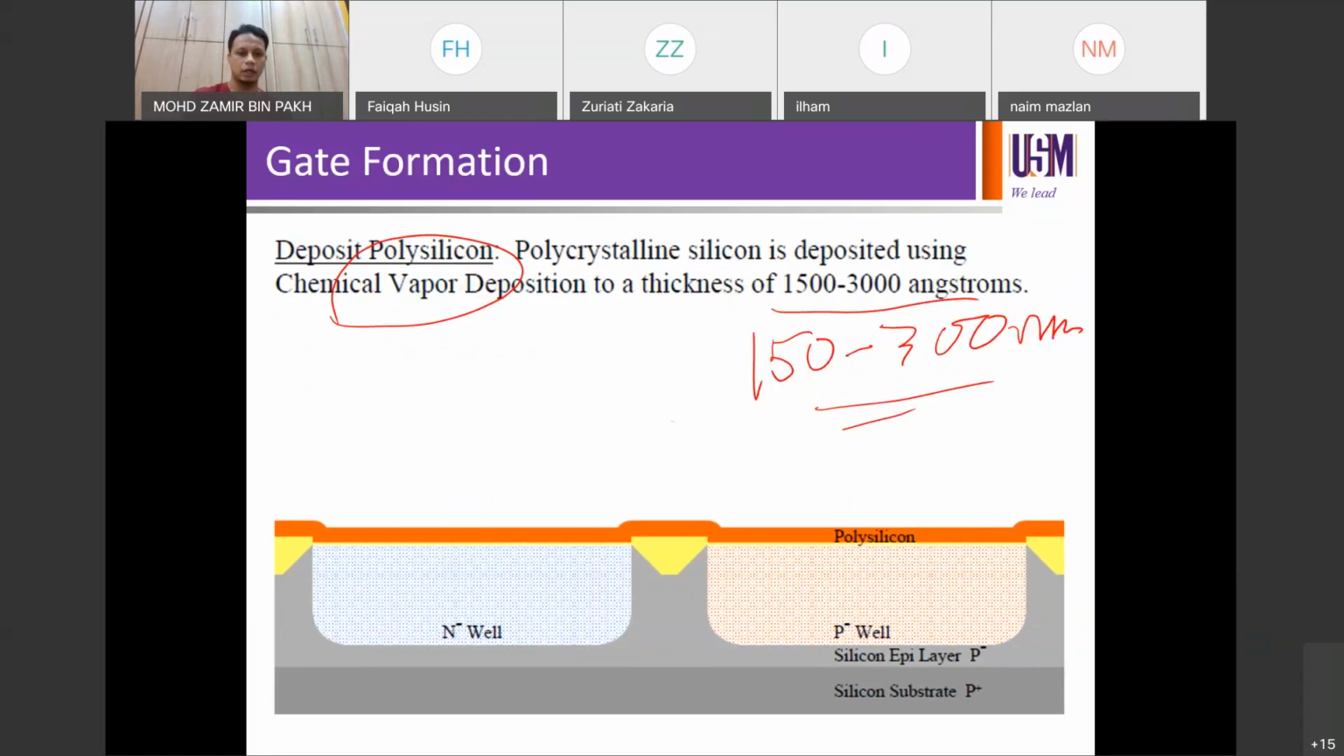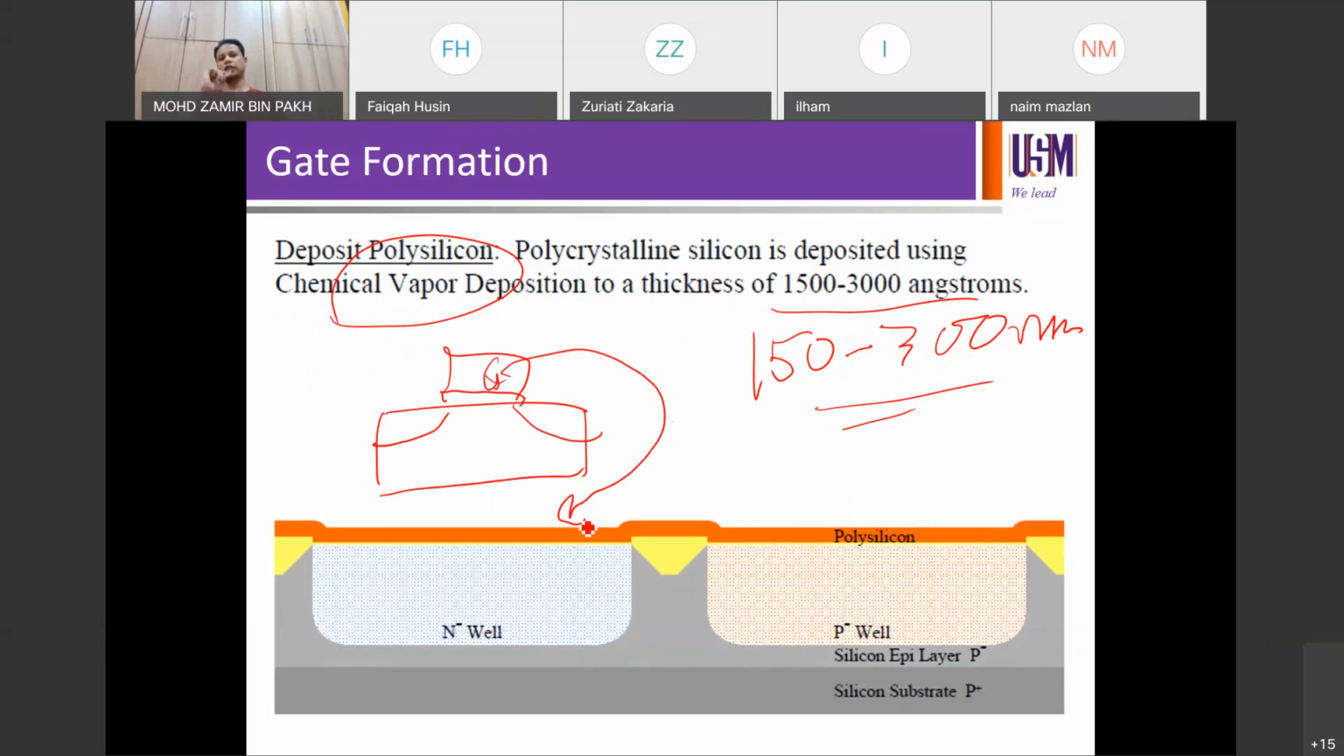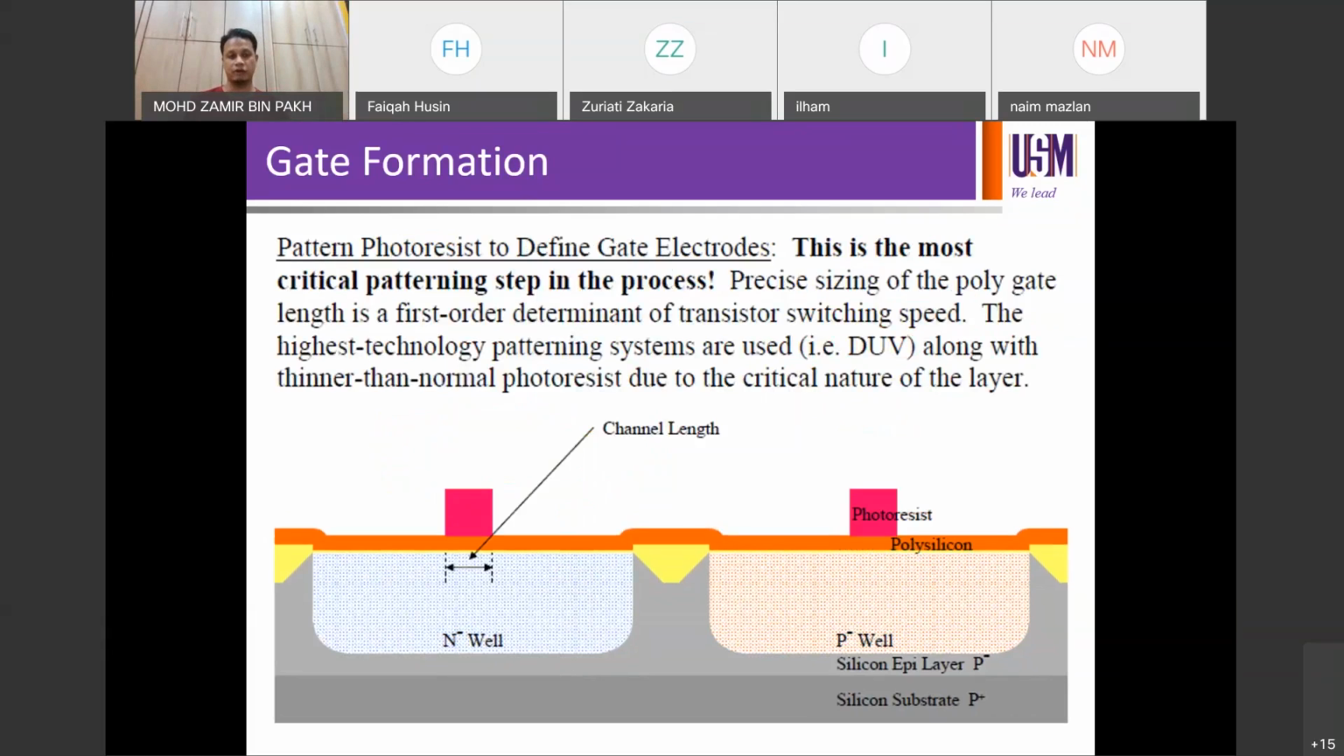So if you recall the MOSFET structure, then you're going to have source, drain, gate ox, gate. So this is your polysilicon gate, right? Now we haven't defined its dimension yet, so it's just a blanket polysilicon layer. Next, now we're going to define by lithography process.